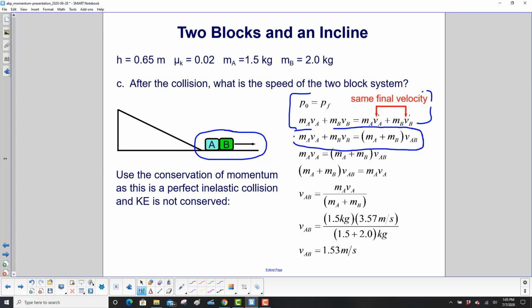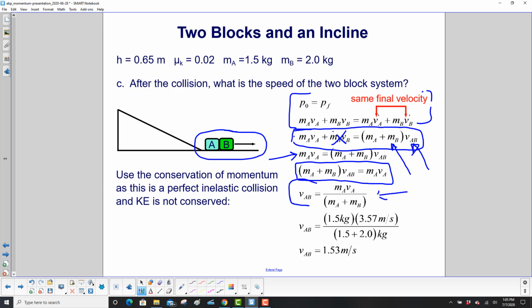The total momentum of the blocks before the collision equals their combined mass, because they're sticking together, times the velocity of the two together, which we're going to call vAB. The initial velocity of block B is 0, so that term cancels out. Then we have mA vA equals (mA plus mB) times vAB. We're solving for vAB, so we switch the equation around. What's our next step to isolate vAB? Divide by mA plus mB, and that's what we have here.